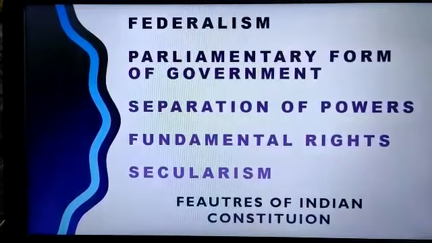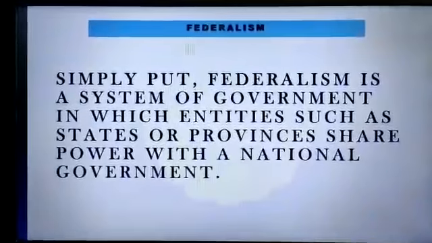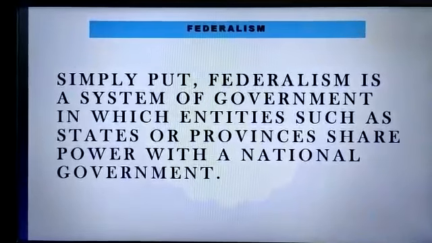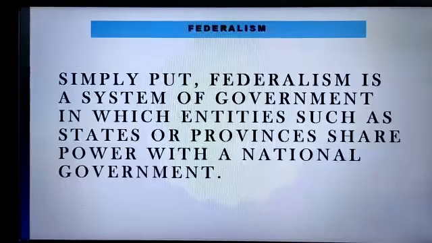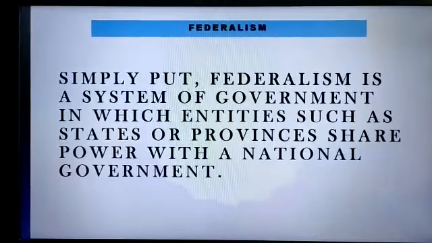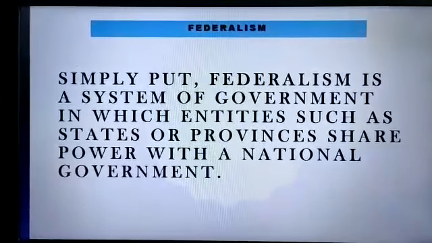Let us now talk about what federalism is. Simply put, federalism is a system of government in which entities such as states or provinces share power with a national government.